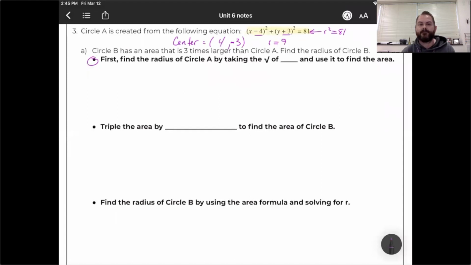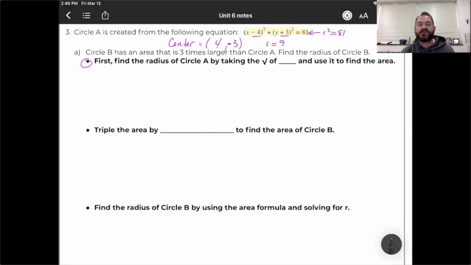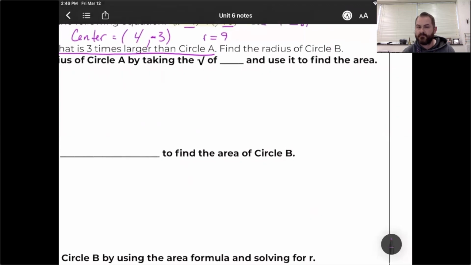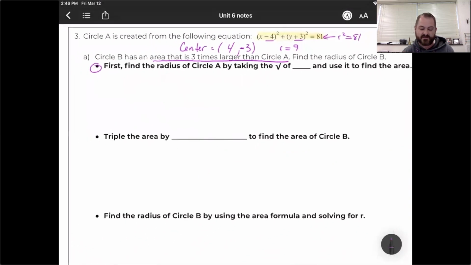That's what we're doing. So let me backtrack and explain what we're asked to find here. Circle A has this equation. Circle B, new circle, has an area that is 3 times larger than that of circle A. And no, you can't just multiply everything by 3. There's some tricks to that. It says find the radius of circle B. And then eventually we're going to use that to write the equation of circle B. But first we're going to find the radius of circle B.